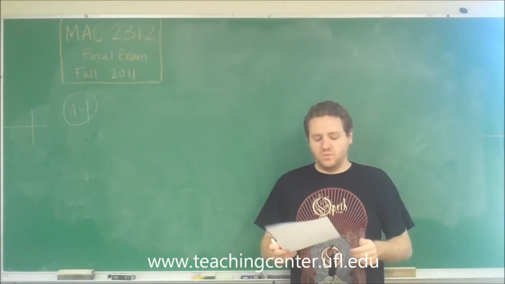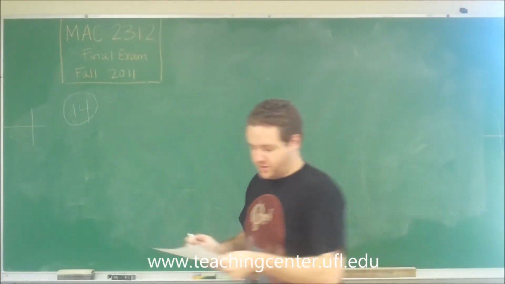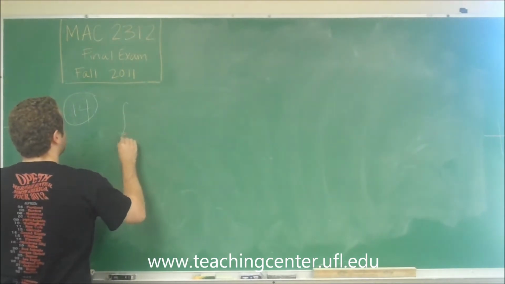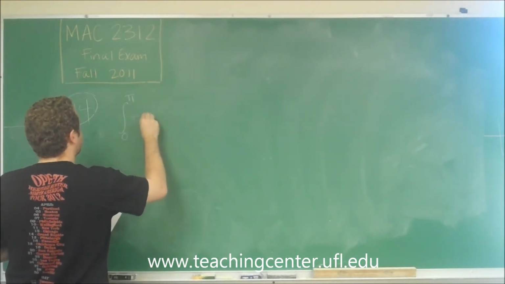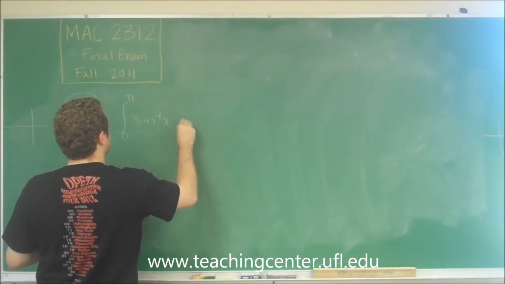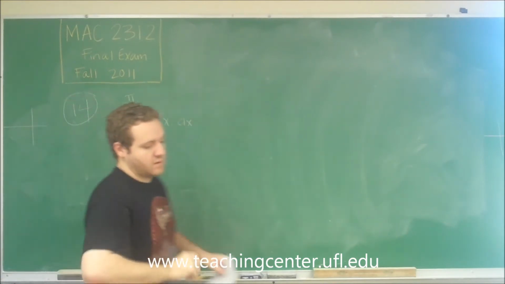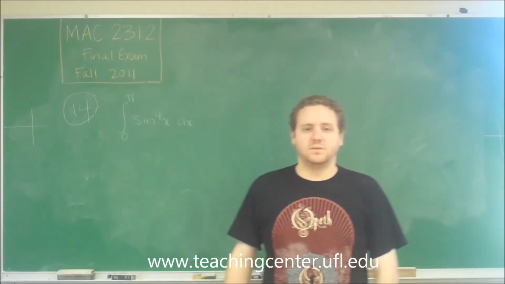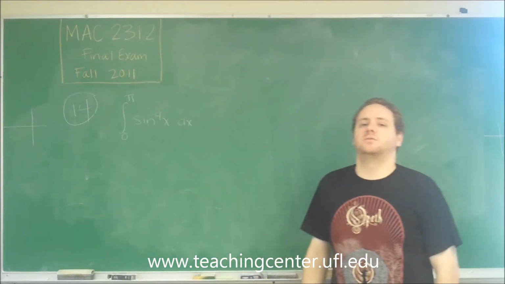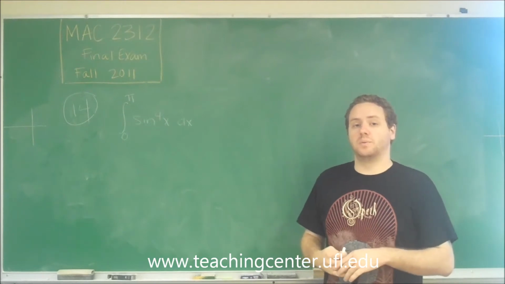Okay, for number 14, we're going to do another trig integral here. We have the integral from 0 to pi of sine to the fourth of x dx. So we have an even power of sine, we have no cosines, so we can't use any sort of u substitution. We're going to have to use power reduction formulas.